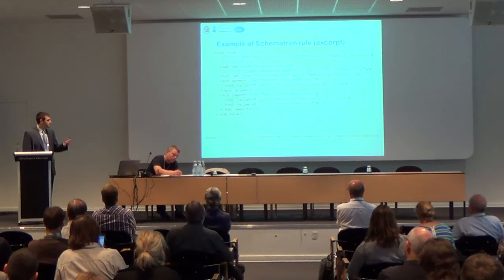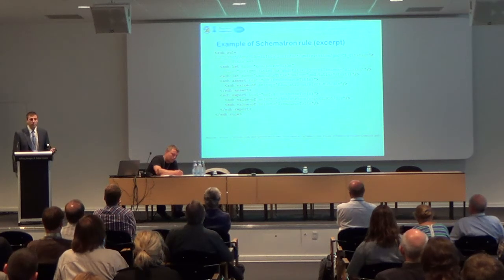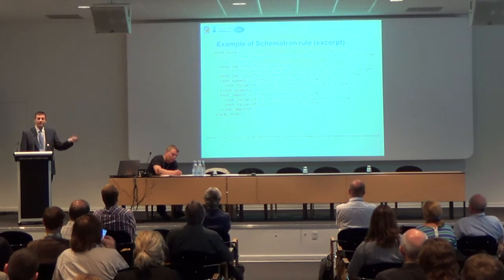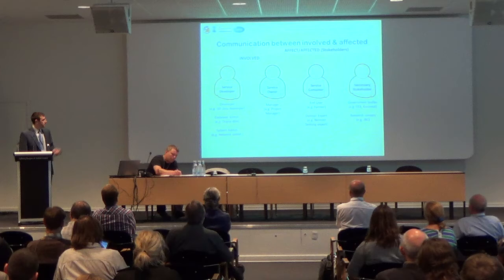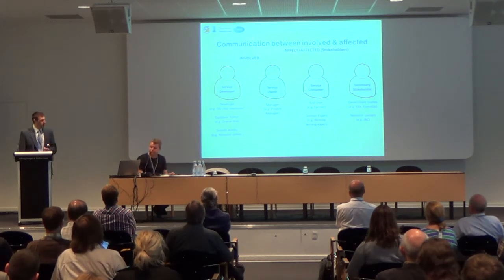This is a real example of a piece of text written in Schematron. I can understand this, but how many people can understand it outside of the technical world of people testing OGC web services? We should be aware that there are several people involved in this.